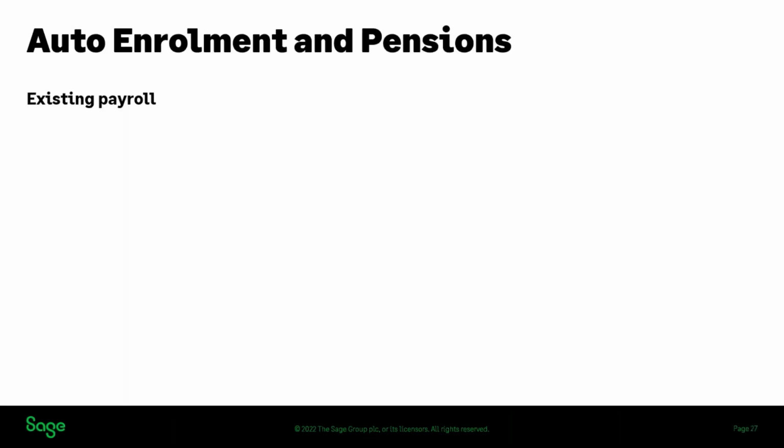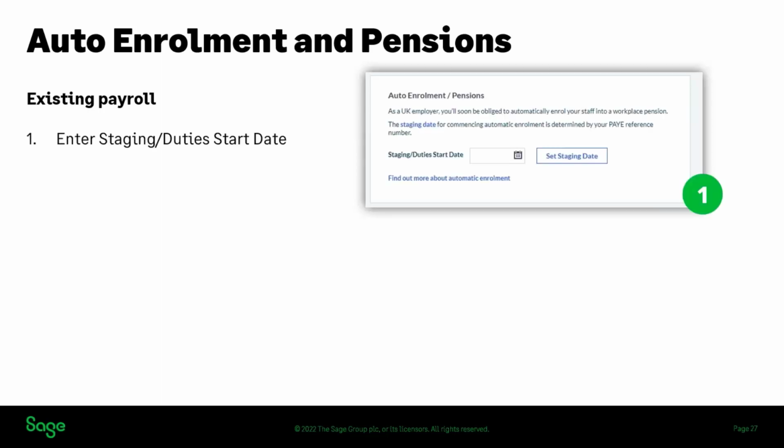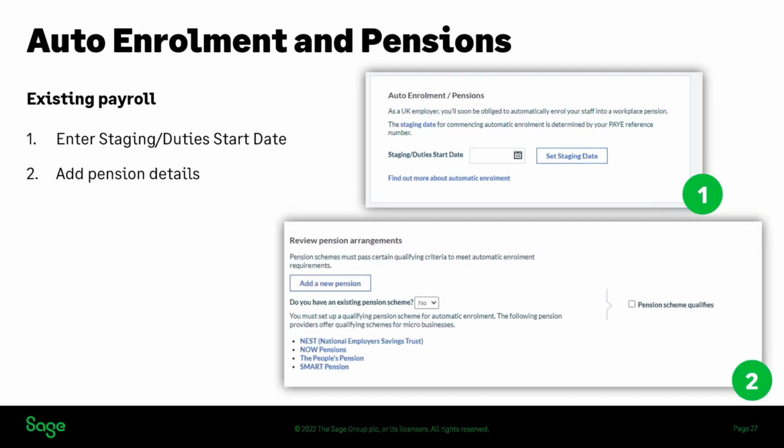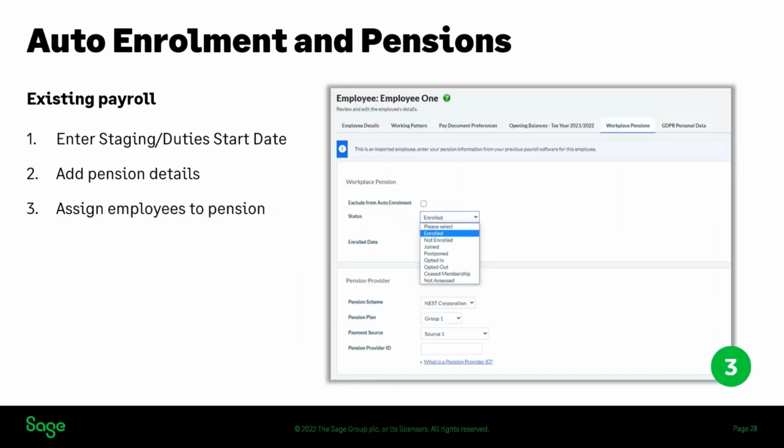So let's take a look at the steps for an existing payroll. So 3 steps you'll need to complete. Number 1 is to confirm your staging or duty start date. Step 2 is to add the pension scheme details. And then step 3 will be to assign existing employees to that pension scheme. So let's take a look at how to do that.